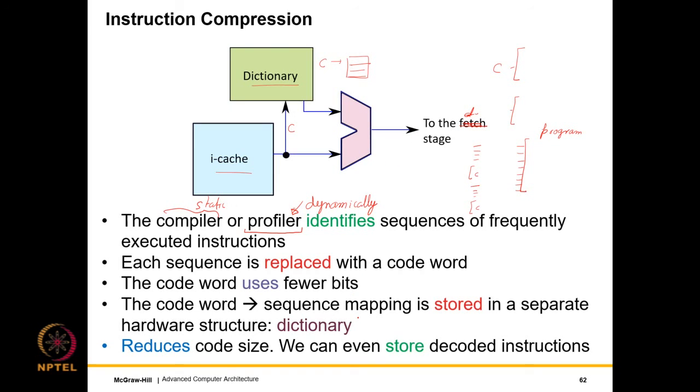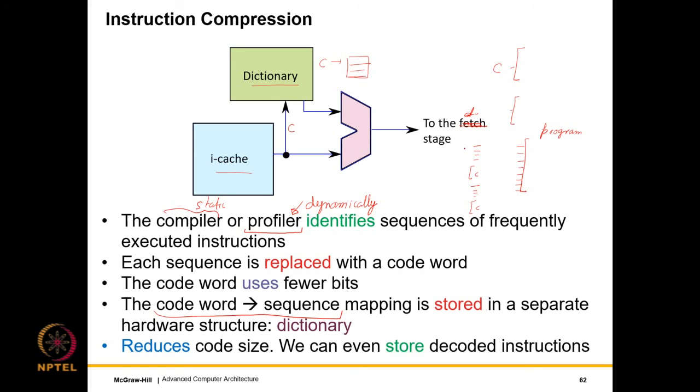So the code word, as I said, maps to a sequence. The code word to instruction sequence mapping is stored in a separate hardware structure, which we call the dictionary. And there are two advantages here. One is that using intelligent compiling and profiling, we find a way of reducing both the length of a program and the instruction density within the I-cache.